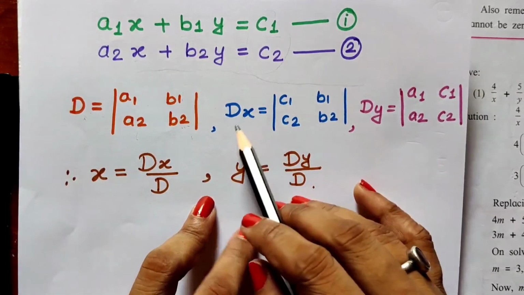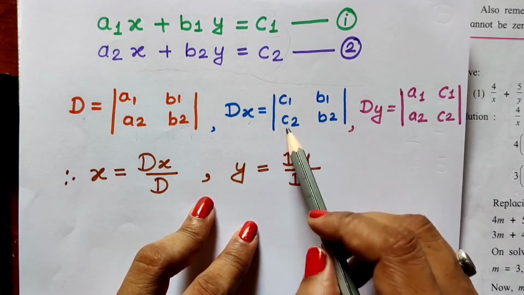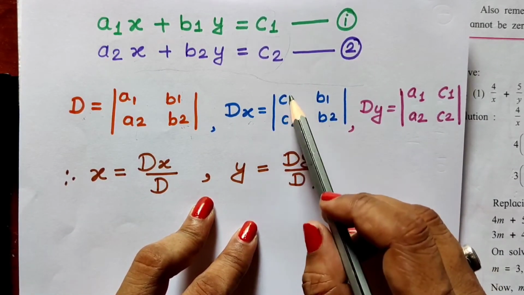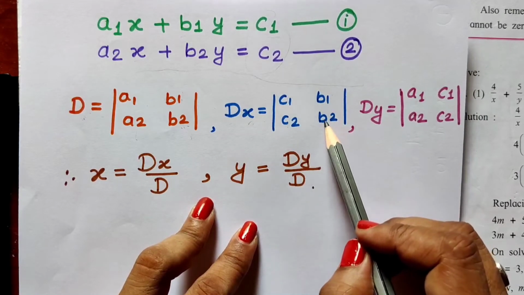Then we will have to find out the determinant of x, Dx. What should be written inside the determinant? First we have to write the constant terms, and then we have to write the coefficient of y.